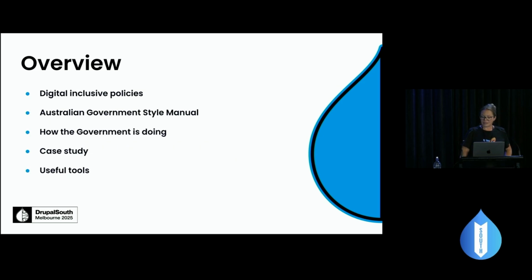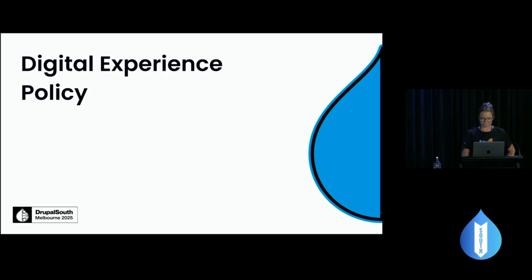So today I'm going to be covering a few topics and approaches to achieving website content for all users. I'm just going to briefly cover some of the key points from the Digital Experience Policy and Australian Government Style Manual, a little survey that we did looking at some of the top government websites and how they're currently doing, a case study on a recent project, and then finally I'll finish off with a few tools to help validate and improve your content.